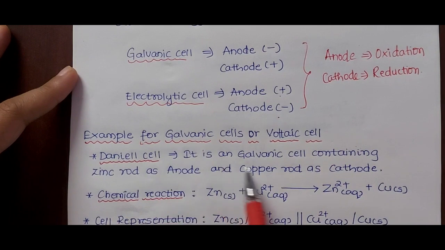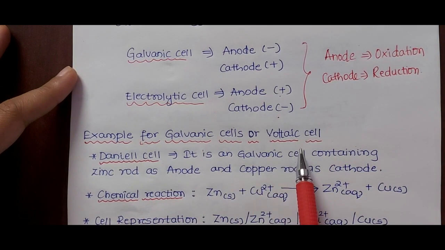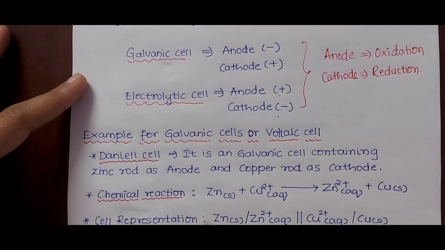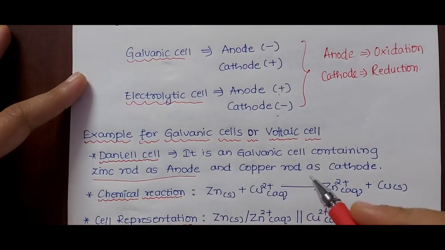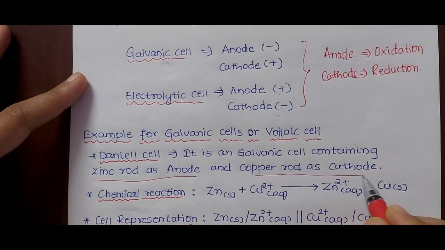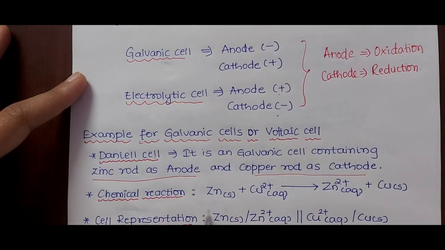And the most common example of a galvanic cell or voltaic cell which we can consider is the Daniell cell. So it's a galvanic cell, which converts chemical energy into electrical energy, containing a zinc rod as anode. This you have to remember: an electrochemical cell where the zinc rod is the anode and the copper rod is the cathode, we call it a Daniell cell. So the overall chemical reaction is represented as zinc plus copper ion forming zinc ion plus copper.